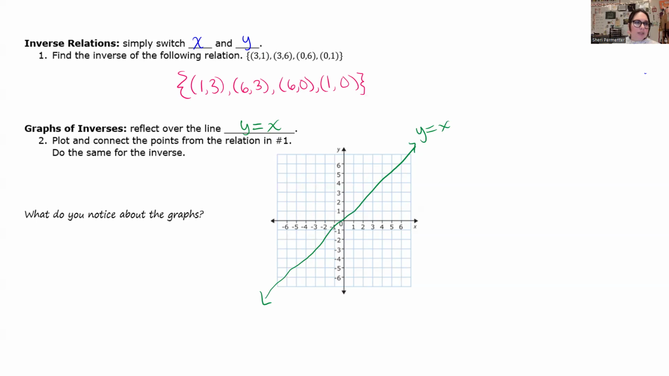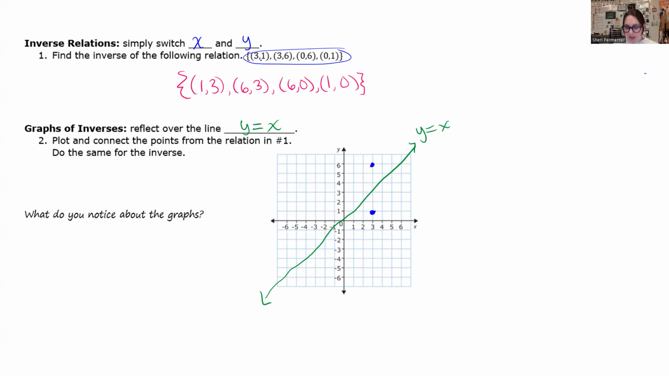So what I'm going to do is graph my relation. I'm going to graph this in blue, and then I'm going to graph my inverse in red. And it says that I am going to plot and connect the points for my relation. So I'm going to start with the point 3, 1: over 3, up 1, put a point. My next point is over 3 and then up 6.